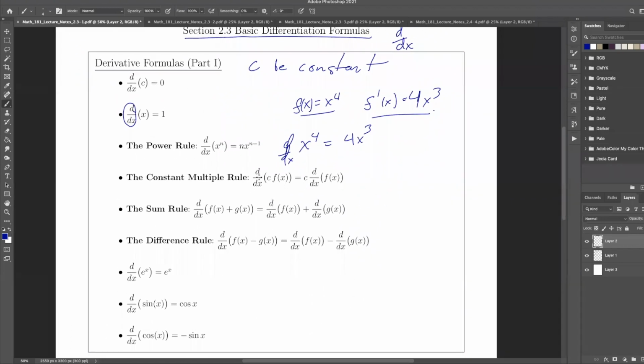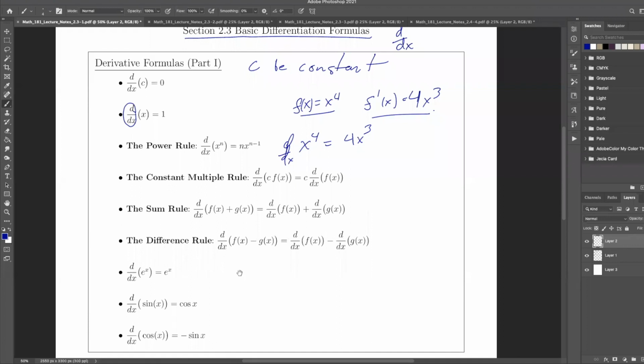Here, the constant multiple rule means if I have a constant, I can just pull it out and take the derivative. So the sum rule, if I'm taking the derivative of two functions, and it's one function plus another, I can just take the derivative of one function plus the derivative of the other function. Same thing for difference. I can take a derivative of one function minus the derivative of the other function.